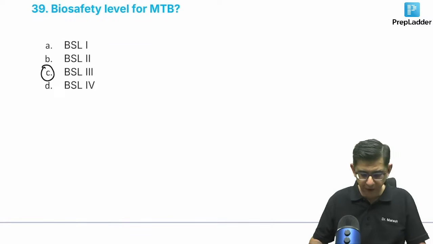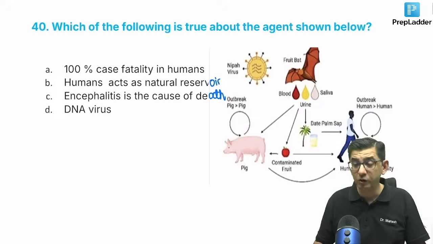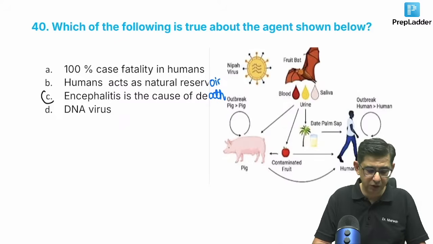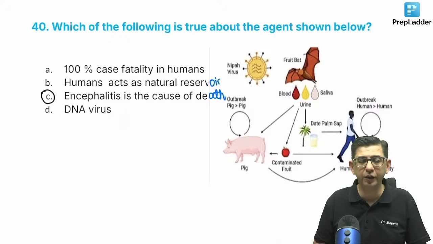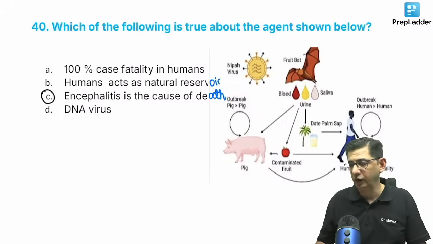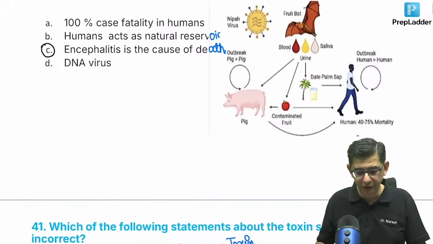Biosafety level 3 for Mycobacterium TB. Then was an image that I always show in my routine class, Nipah virus. I think that was relatively easy. Encephalitis is the cause of death here. Case fatality ratio documented is 40 to 65%, and it's the bats that would act as a reservoir. They call them Pteropus basically. So 40 is sorted.